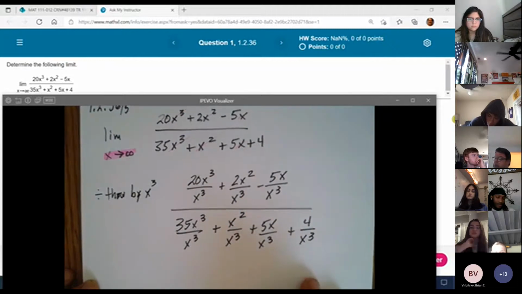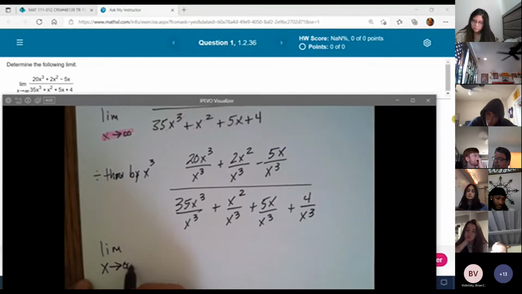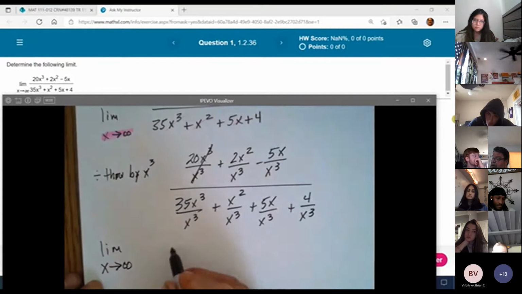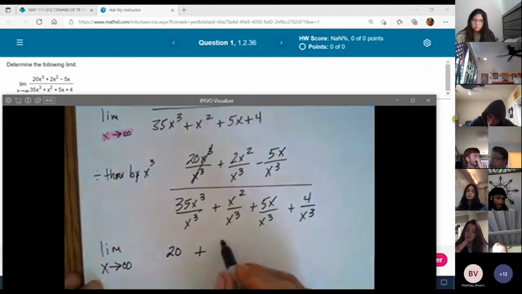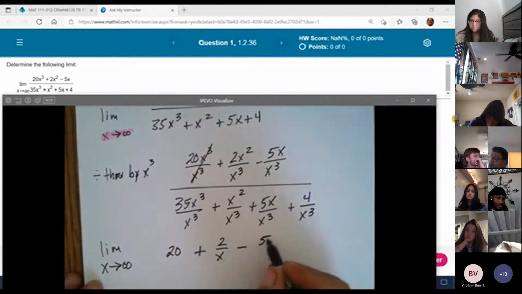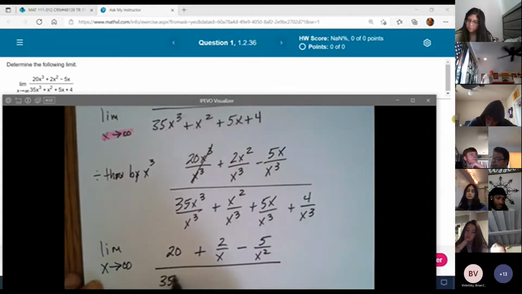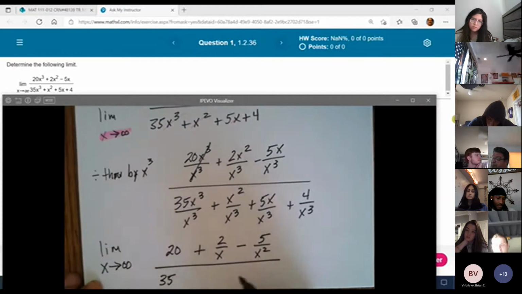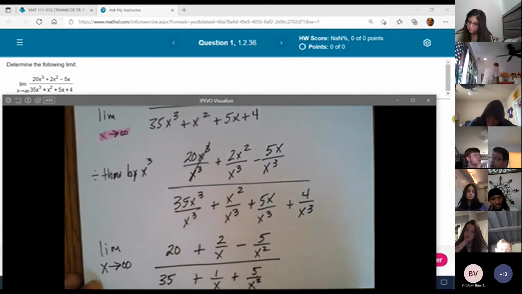And clean it up. So we've got limit as x approaches infinity of 20 plus 2 over x minus 5 over x squared, over 35 plus 1 over x plus 5 over x squared plus 4 over x cubed.